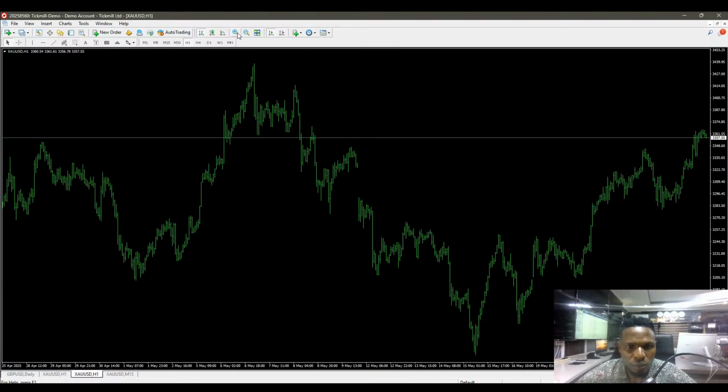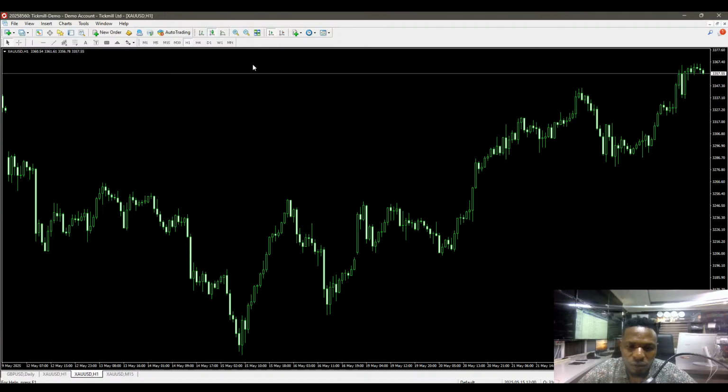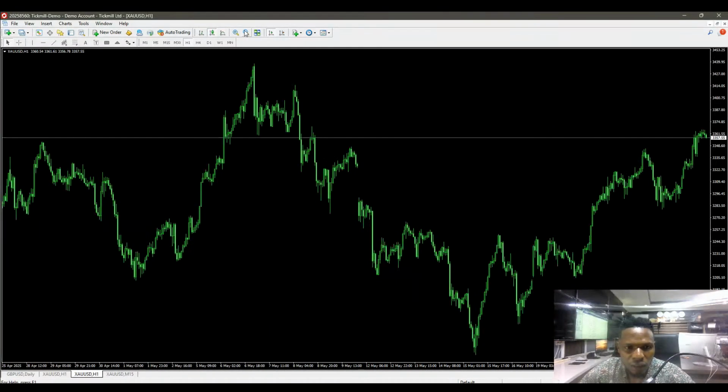Okay. To make the candles bigger, since it's in bar chart, we change it to candlesticks. All right. Then you zoom in. In will make it bigger, out will make it smaller. All right. Next thing you need to do, if you need to change the color of these candles, right click on the screen and go to properties.